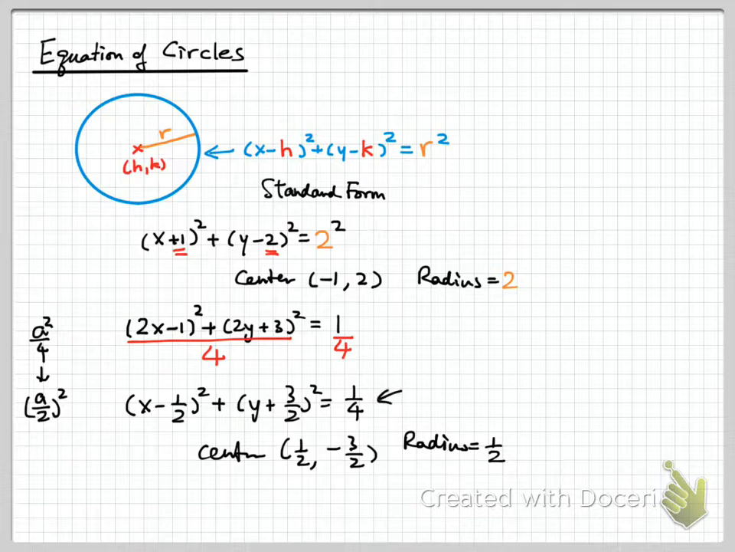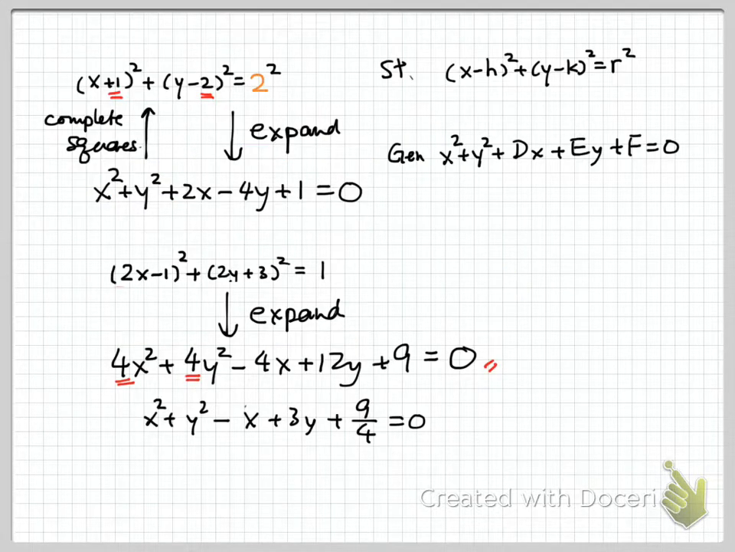Now, why do we need a standard form and a general form? The standard form is easier to spot the center and the radius. This is the standard form. It will be easier to find out the center and the radius. This is the general form. The general form is easier for algebraic manipulation, say when you want to eliminate x, when you want to eliminate y, when you want to find the tangent, and so forth. The general form is easier for further algebraic manipulation.